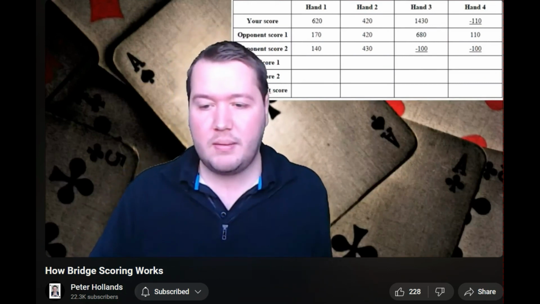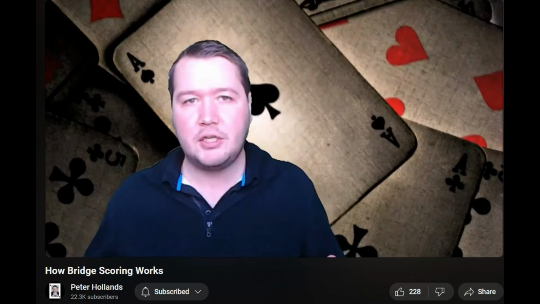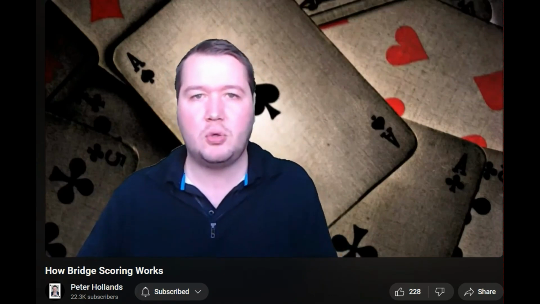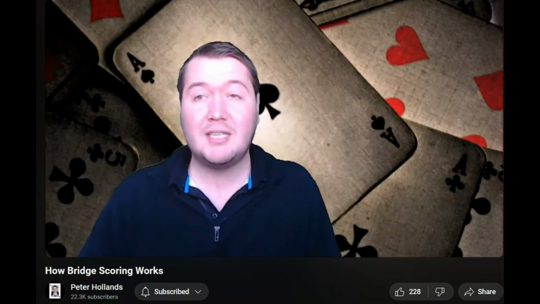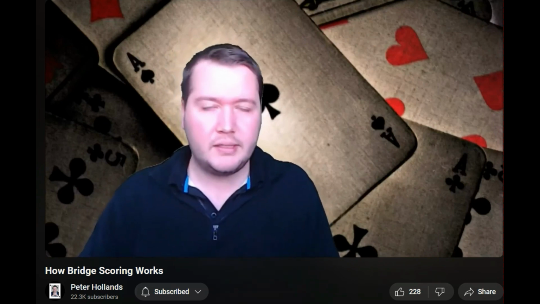Now, they're both really interesting forms of scoring, and they've got different actual challenges. So let's talk about what you're aiming to do, whether it be match points or imps. In imps, which actually stands for international match points, that's where the name imps actually comes from.